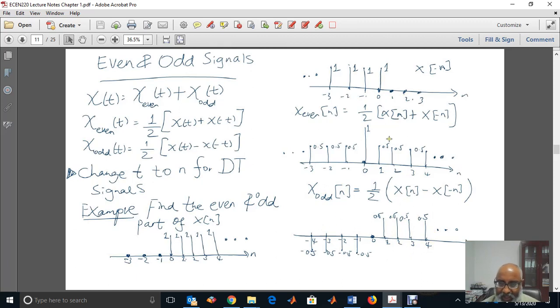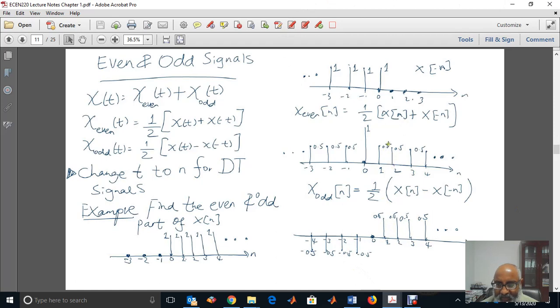So to check, when I add the even and the odd, I should get the original. If I add these two, for the negative time, remember one of them is positive, the other is negative, they cancel, so it will be 0. At 0, this is 1, and the even part is 1, so it will be 1. The odd part is 0, so it will be 1.